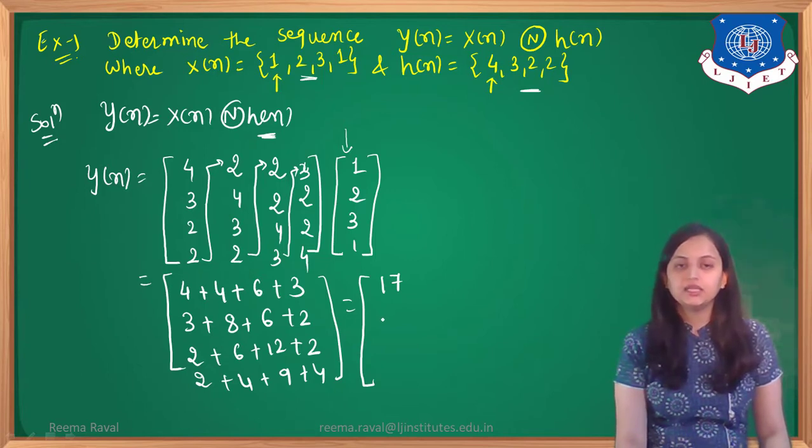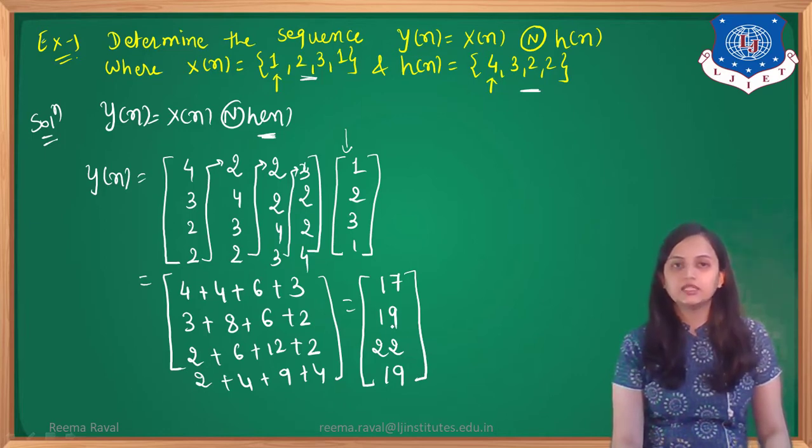Next is 3 plus 8 plus 6 plus 2. So this will give 6 plus 2, 8, 8 plus 8, 16, and here it will be 19. Next value is 6 plus 2, 8, 8 plus 2, 10, 10 plus 12, that means 22. And the last value is 2 plus 4, 6, 6 plus 4, 10, 10 plus 9, 19.